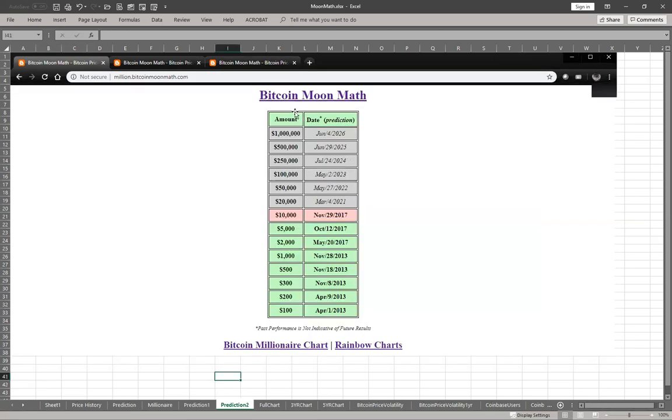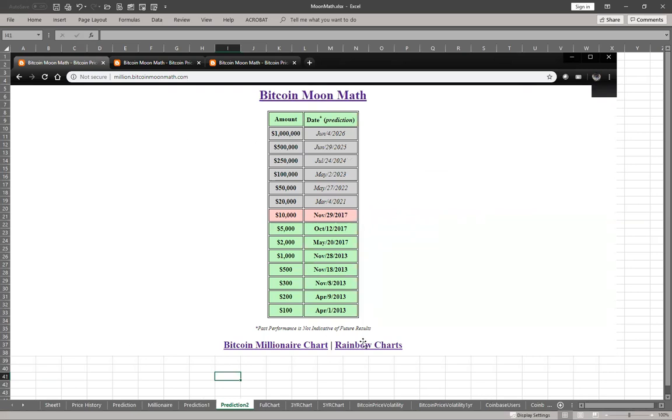This is just at million.bitcoinmoonmath. This is the average of all the predictions and what their prediction is right now. So 10,000 was hit November 29th, 2017. You can go to this website and it has a lot more information. It also has the charts.